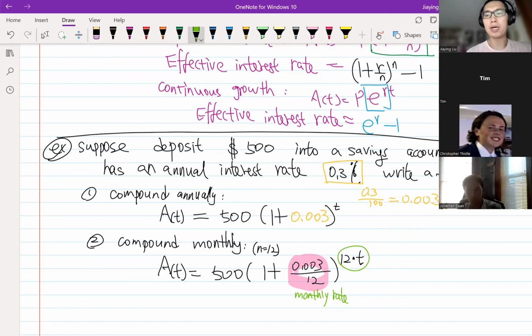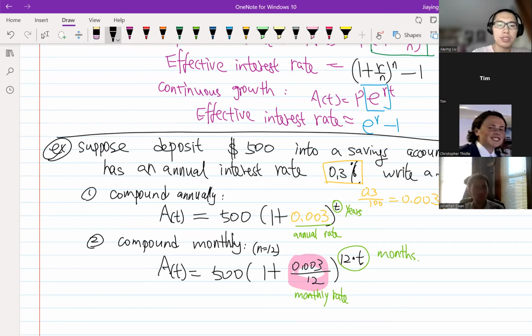And this is the number of months. Kind of like the first formula, we have the annual rate. This is the number of years. You can think in that way, or you can just remember the formula and try to plug in what we know.